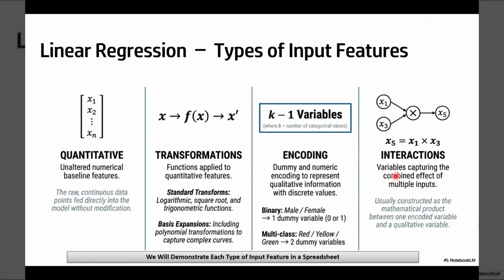Interaction variables can be products or combinations of two or more variables. The most common use case is to multiply a quantitative feature with an encoded variable. There is no strict use case or usage criteria here. It all depends on the sort of experiment you are conducting. Let us now go to a spreadsheet and look at these examples live.